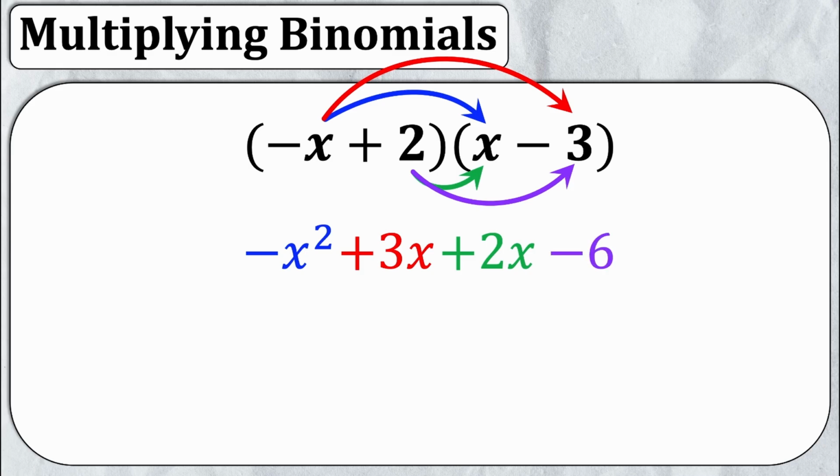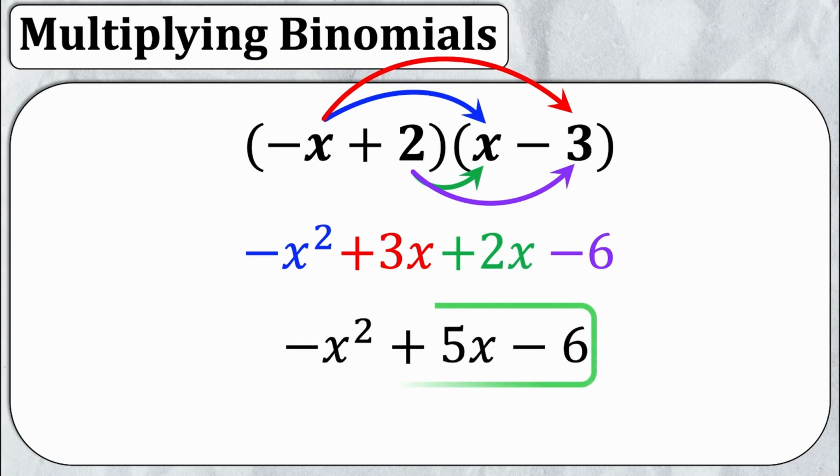Now those middle terms, again, they're like terms. We're going to simplify them one more time, and that's going to give us a final expression of negative x squared plus 5x minus 6.